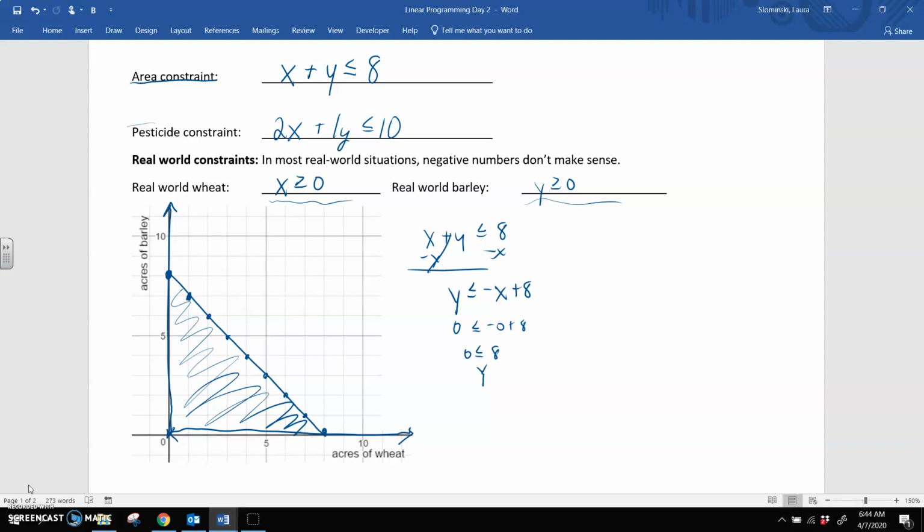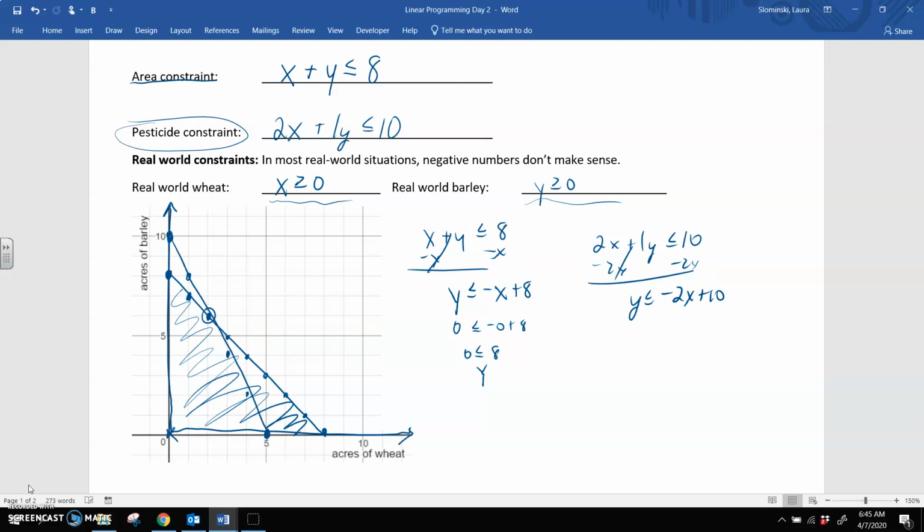However, now I need to take into account the pesticide constraint. 2x plus 1y is less than or equal to 10. Again, that's 1y, I just need to subtract 2x. So now I have y is less than or equal to negative 2x plus 10. I start at 10, and now my slope is negative 2 over 1. This is going to be the one critical point. And this is another.